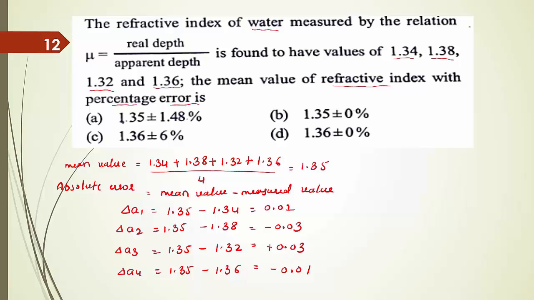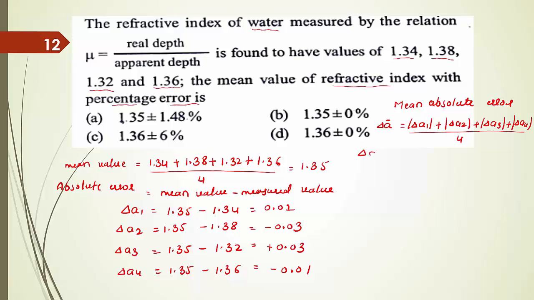Now we can find mean absolute error. How to find mean absolute error? The sum of absolute errors divided by 4. Remember, mean absolute error is always positive. We are going to consider mod. Mean absolute error delta A bar is equal to mod of delta A1 plus mod of delta A2 plus mod of delta A3 plus mod of delta A4, divided by 4.